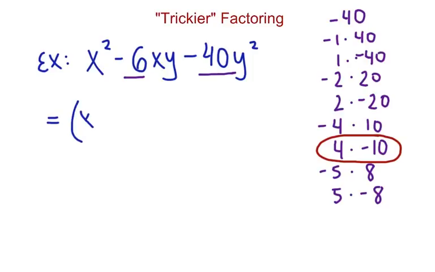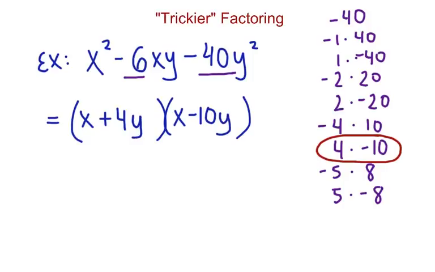X squared at the front, of course, would still come from just x times x, so that's as normal. We just found the numbers we need would be a positive 4 and a negative 10. That would give us back that middle value of negative 6 and that last value of negative 40. So I just need to include my y's at the end to get that y squared term and also to get the xy term in the middle. So really no different than the factoring you guys have already done, just appears a little bit harder. And again, you can check your work by FOIL to make sure we did it okay there. So that's one case that maybe hopefully now you feel is not as tricky as you thought.